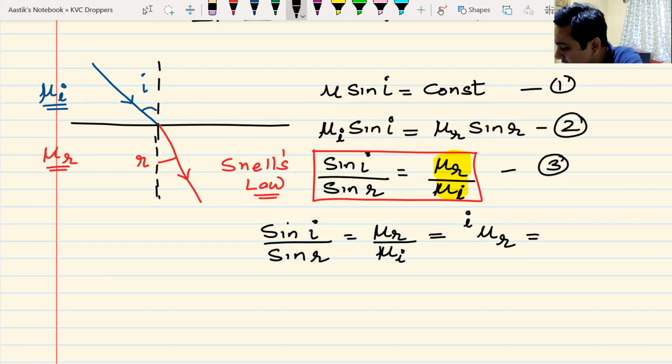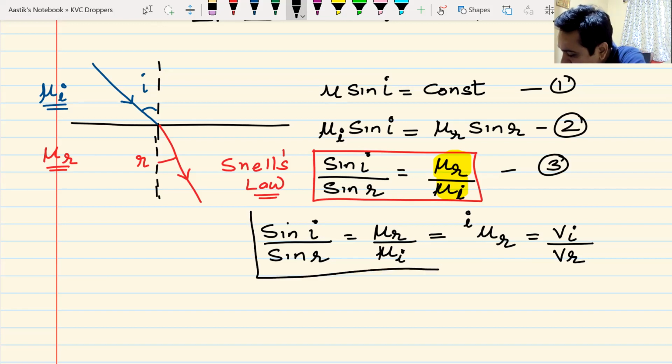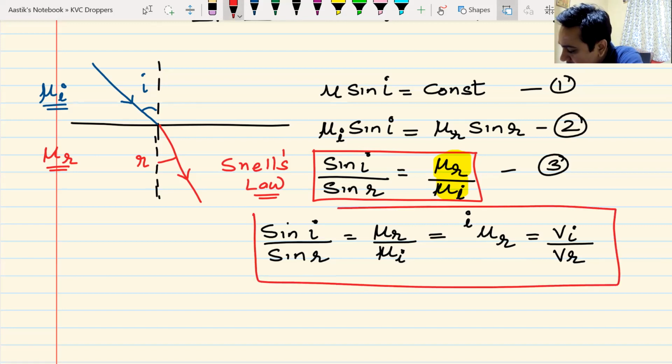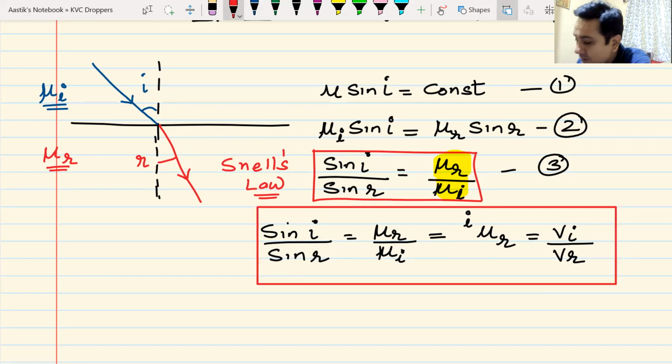And this one will be equal to speed of light in the incident medium divided by speed of light in the refracted medium. And then what I'm going to do is put everything in a bracket, whether you write it in number 1, number 2, number 3 or number 4, everything here is Snell's law.